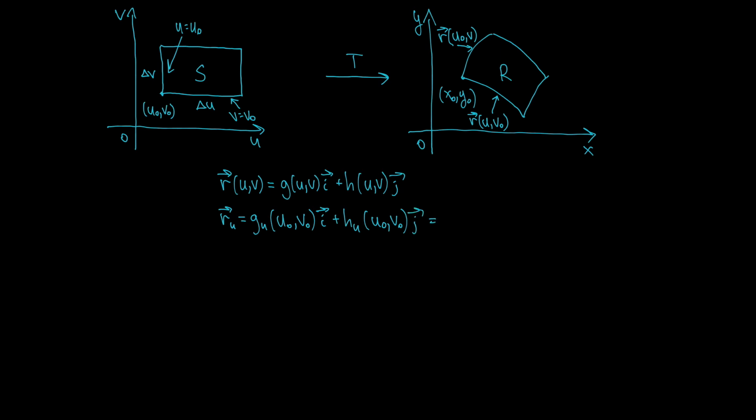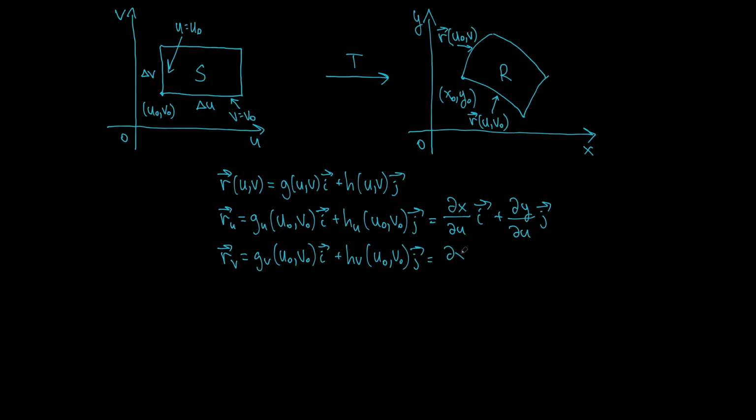Notice this is just the partial of x with respect to u times i plus the partial of y with respect to u times j. And we get pretty much the same thing if we want the partial with respect to v: g_v at u0, v0 plus h_v at u0, v0, and that's just our partial of x with respect to v plus our partial of y with respect to v.